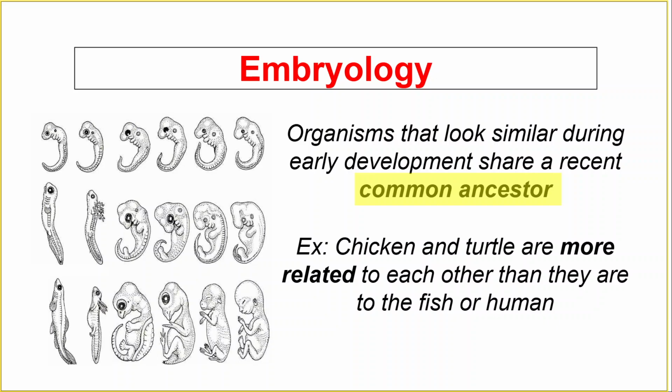So our example here is our chicken and our turtle. They are more related to each other than to the fish or the human because they look more similar throughout those steps. So look at that image. Our chicken and our turtle are those two middle ones. They look a lot more similar to each other than to the fish, which is the left-hand one, or to the human, which is the right-hand one.